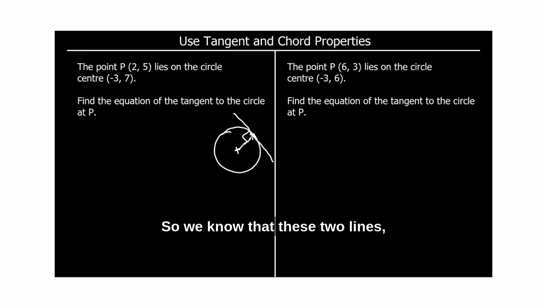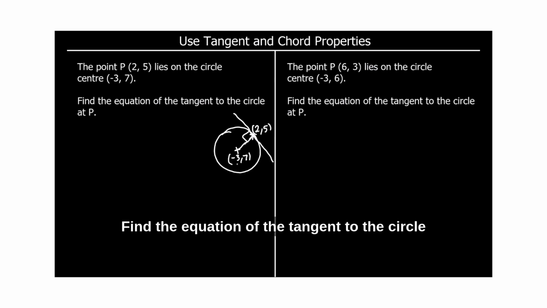So we know that these two lines, the tangent and the radius, are perpendicular. They meet at a 90-degree angle. This question says the point P (2, 5) lies on the circle. So (2, 5) is on the circumference, and the center is at (-3, 7). Find the equation of the tangent to the circle at P. So we want to know the equation of the tangent.